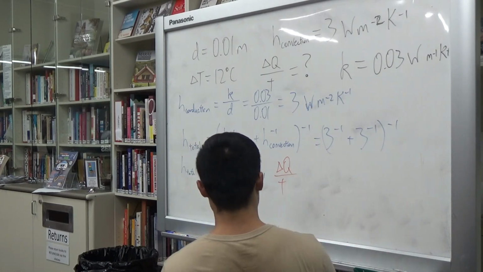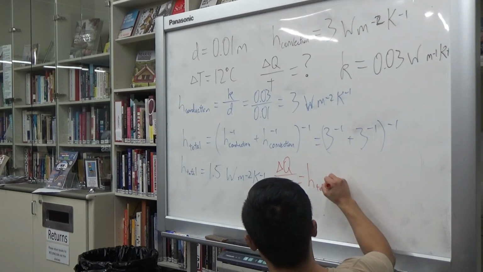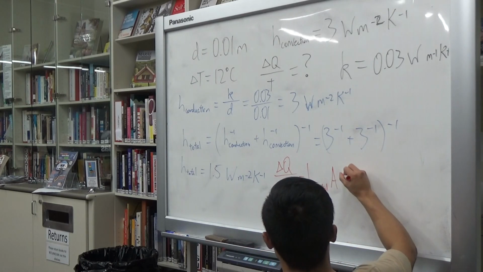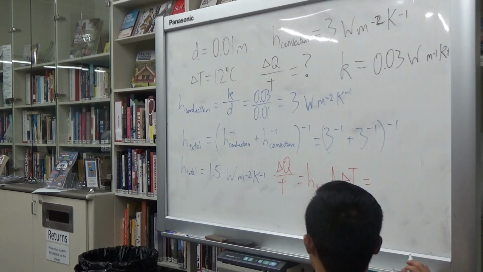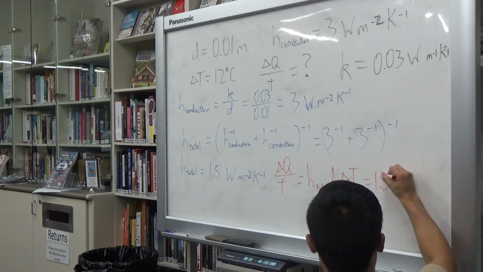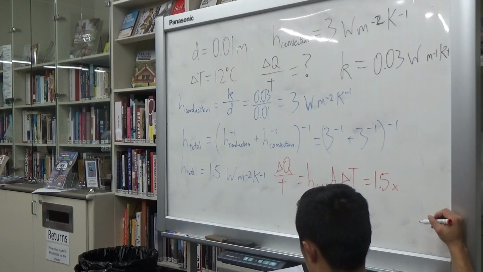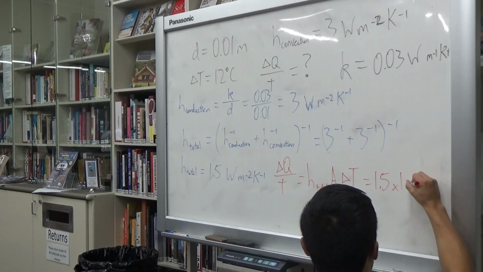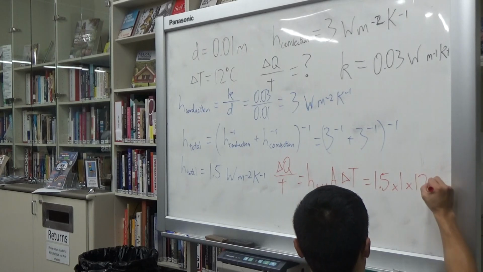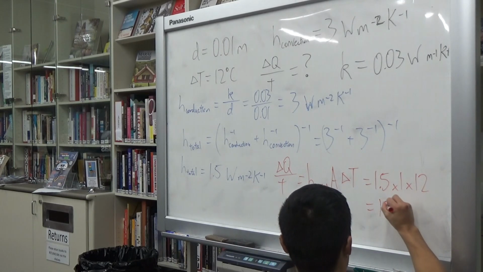So the rate of heat transfer, delta Q over T, is equal to H total times the surface area times the difference in temperature. Okay, so that's 1.5 times the surface area, which is 1 square meter, so times 1, times our difference in temperature, which is 12. So that's going to be 18 watts.